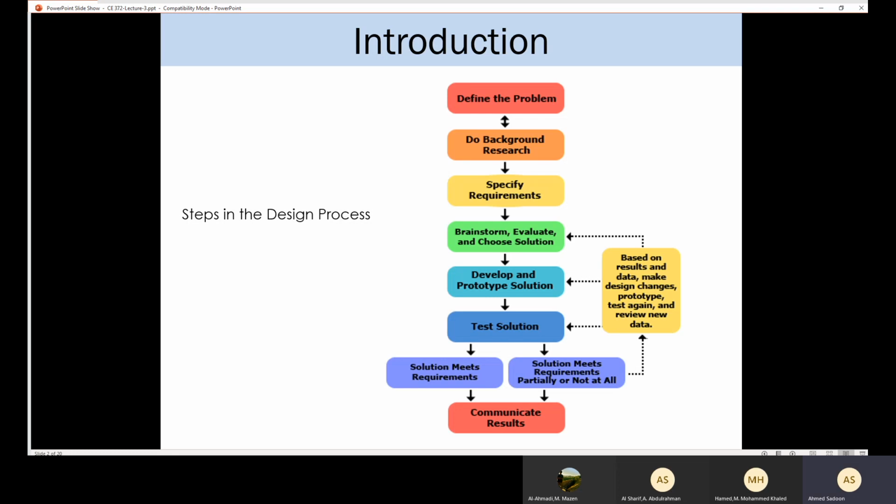So I need to know exactly what the problem is. I need to know who has a problem, and I need to know also why it is important to solve the problem. By doing this, I'll be able to clearly define the problem. Then I need to do background research. I need to look at the previous solutions for the problem.